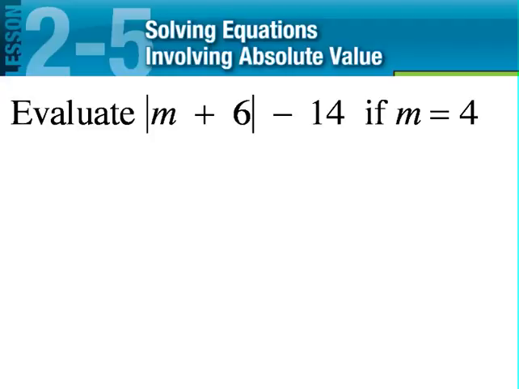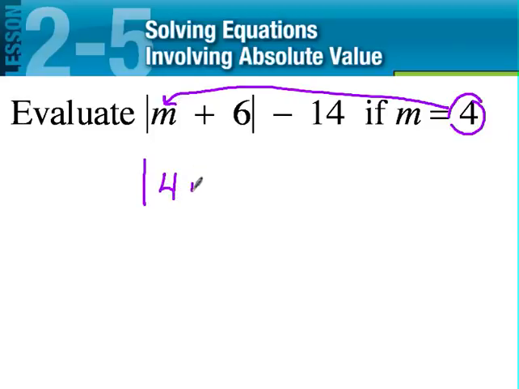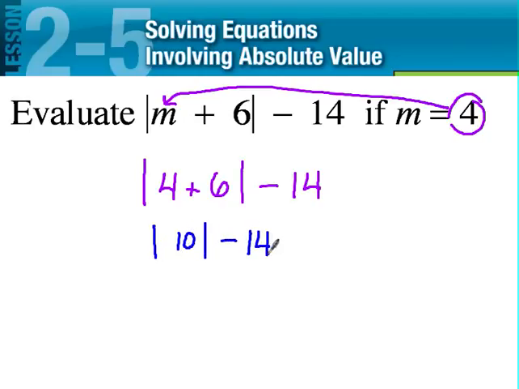And so up here on the board, it says evaluate |m + 6| - 14 if m equals 4. So what I'm going to do is take the 4 right here and plug it in for the m. All I get here is the absolute value of 4 plus 6, minus 14. So what is 4 plus 6? 10. So I've got the absolute value of 10 minus 14. What is the absolute value of 10?